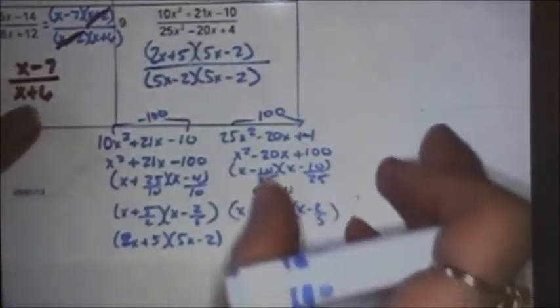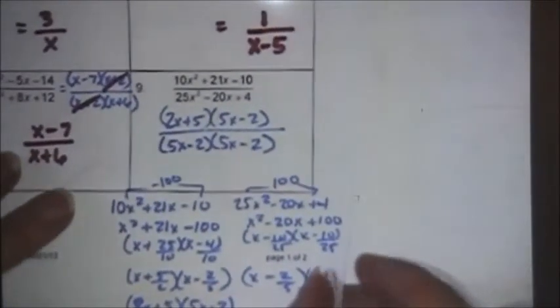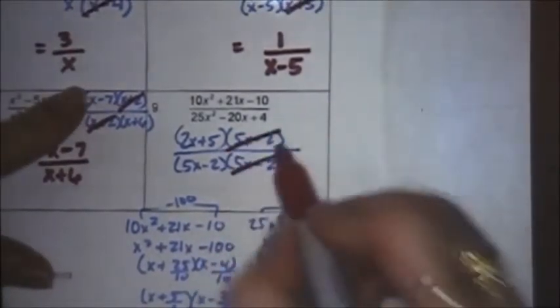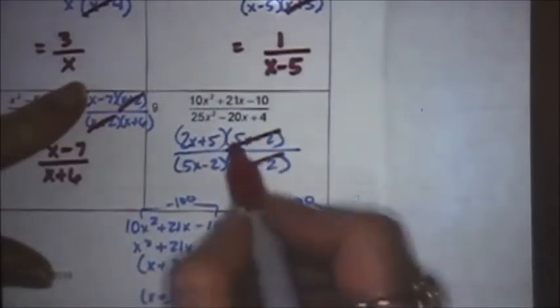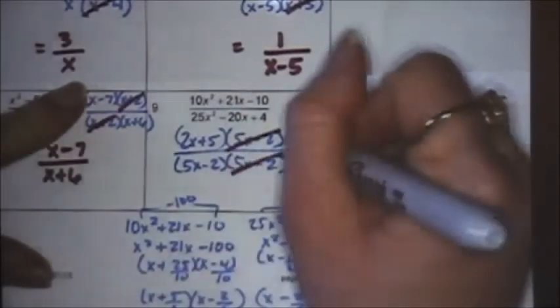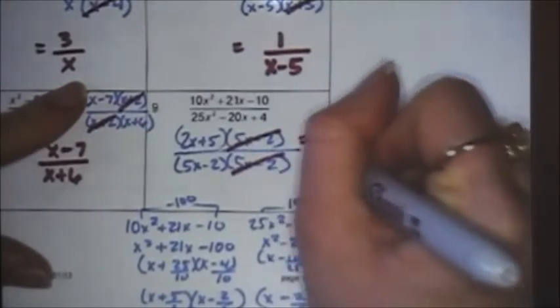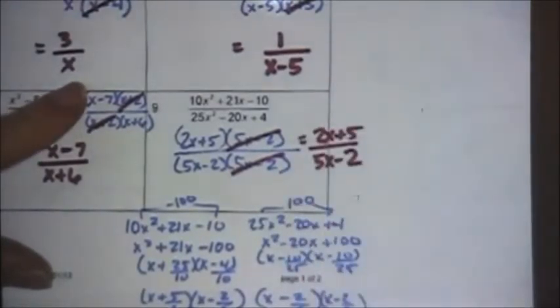Now, looking at this, I have a lot of 5x minus 2's, but 5x minus 2 over 5x minus 2 is 1. So those become 1, and it leaves this 5x minus 2 on bottom, because I can only do that with one set. So your final answer is 2x plus 5 over 5x minus 2. So the important thing to remember when you are simplifying rational expressions is that you must factor first.